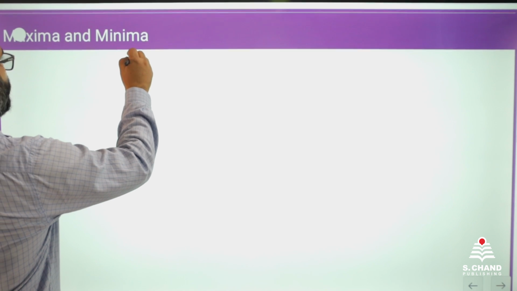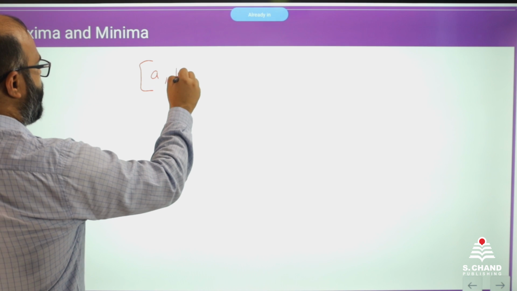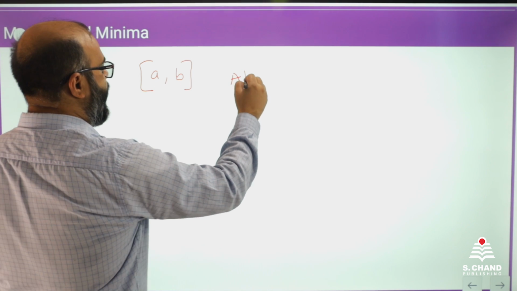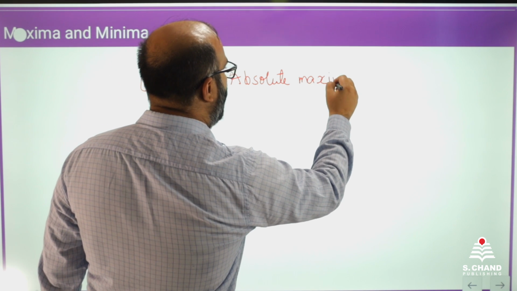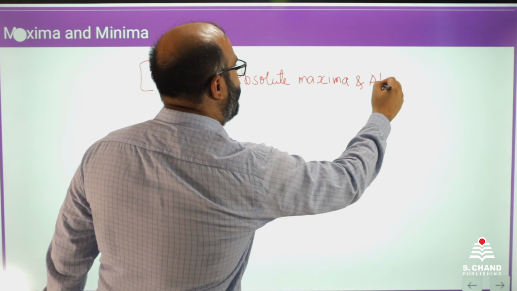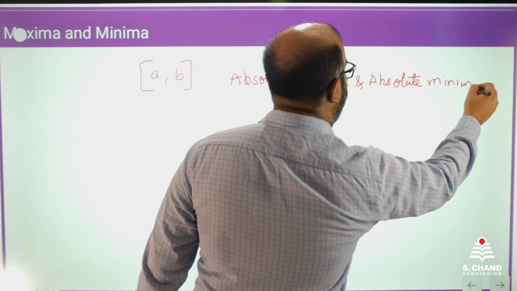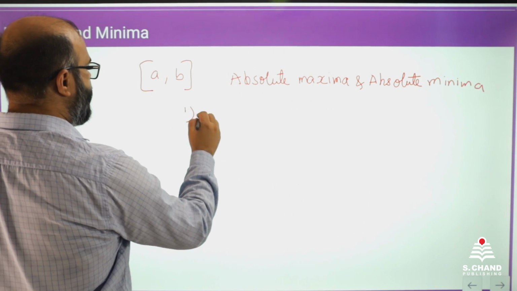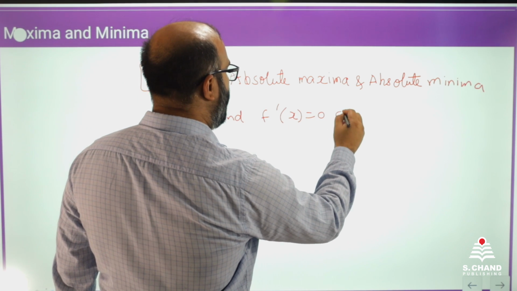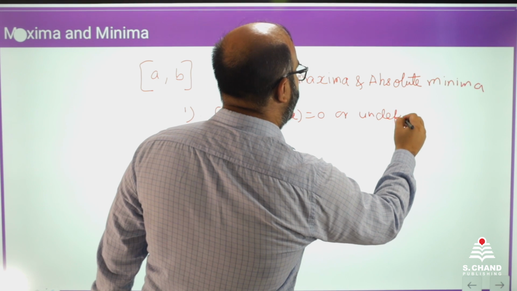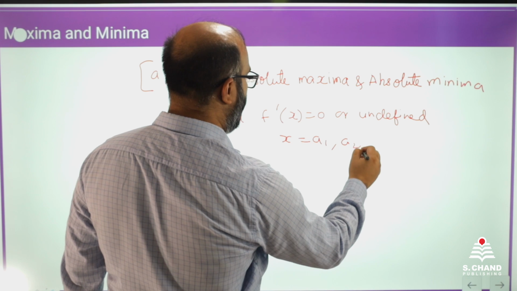If it is a closed interval a comma b, then we have the absolute maxima and absolute minima concept. What it says is that out of all the points that we have in between a and b, we will find the local maxima and local minima. So first step, find f dash x equal to 0 or undefined, at points wherever it is possible. So x is equal to a1, a2, and so on.